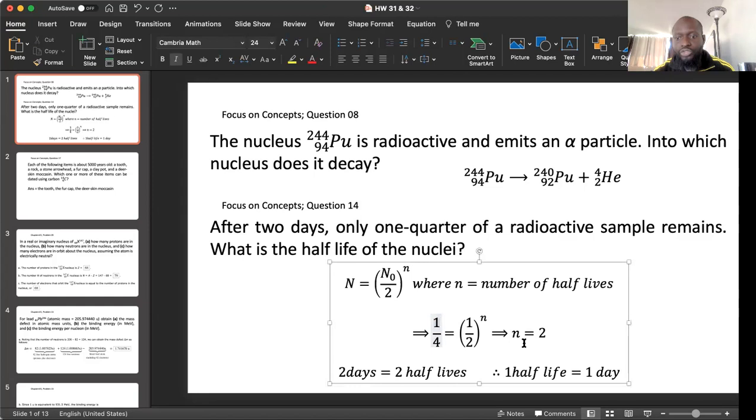So 2 is 2 days. So that's 2 half-lives. It took 2 days, according to the problem, after 2 days. So 2 days corresponds to decay to 1/4, and that n equals 2 half-lives. So what is 1 half-life? 1 half-life is 1 day. So this is the simple way to get the correct answer to this problem, to be just 1 day.